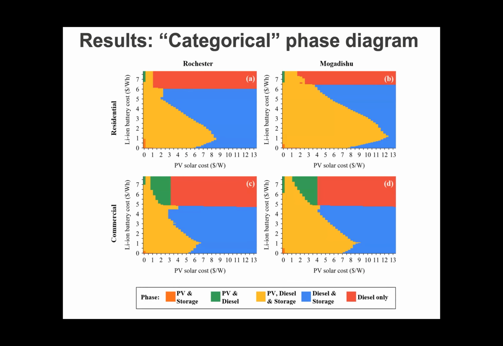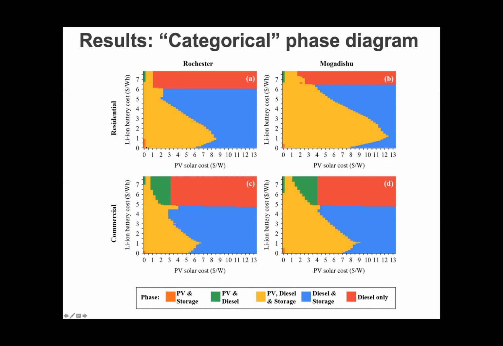This is what we're calling a categorical phase diagram. And so this means that the presence or absence of a technology is a phase. And so we have, for example, the red up here means that there's only diesel in the least cost system. And for high lithium battery cost and solar cost, that's what we see, because the system doesn't want to incorporate any of those. But then let's go to this bottom left-hand corner where you see it's orange.